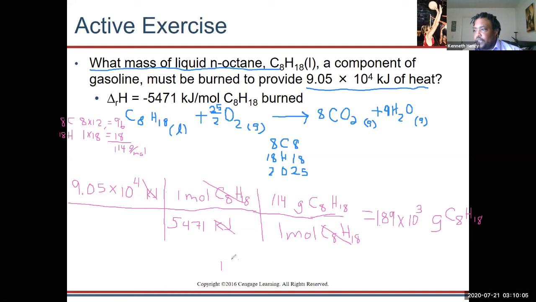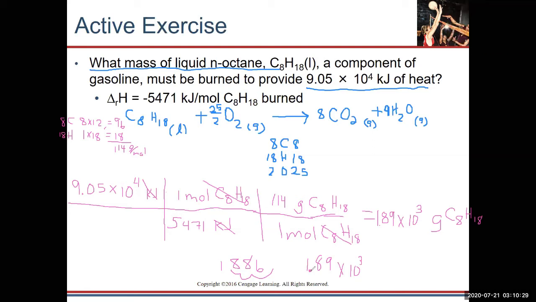Because it's 1,880, I think it was 86. Is that correct? Right? So then I know that that's 1, 2, 3. So then I go 1.89 times 10 to the 3 because I have to move it over 3 spots. Oh, right. Don't forget that.